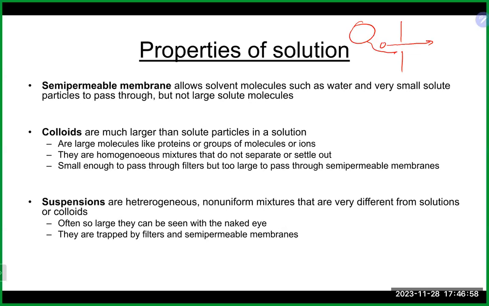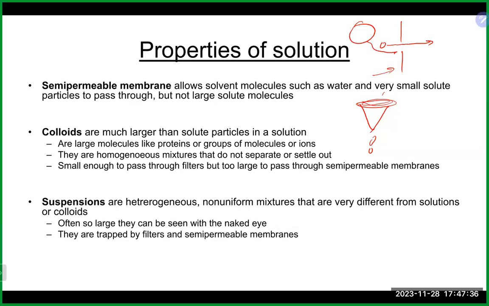So colloids are much larger than solute particles in solution. These are large molecules like proteins, or groups of molecules or ions together. They are homogeneous mixtures that do not separate or settle out. Homogeneous means they look the same throughout. Because of that, they're small enough to pass through filters, like filter paper. If you set up a funnel with some filter paper, a colloid would be small enough to pass through the filter paper, but it's too large to make it through a semipermeable membrane.